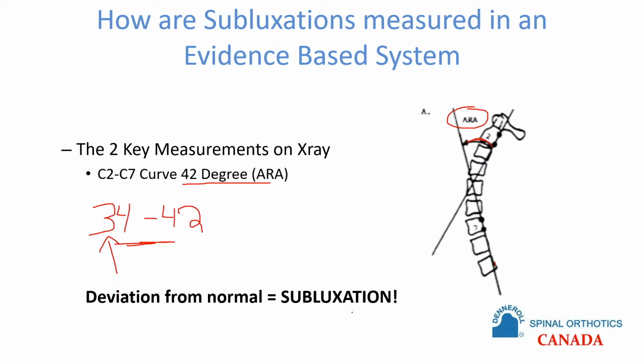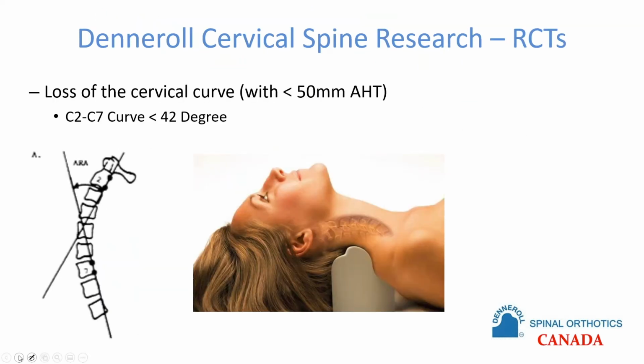And so, a subluxation is when a patient's neck curve doesn't meet their ideal angle or their morphology. Again, it gets a little bit complicated, but we're going to try and explain this as clearly as we can so that you start to understand that, yep, this neck does not meet the morphology, it's subluxated, we need to curve correct. So anytime we have a reduced curve and we have anterior head translation, as long as it's less than 50 mils, we have a candidate to use a cervical Denneroll to improve the curve and reduce the head translation.